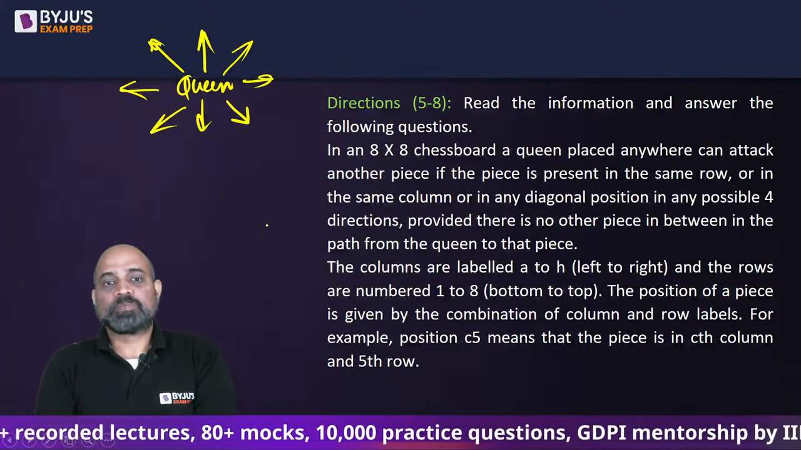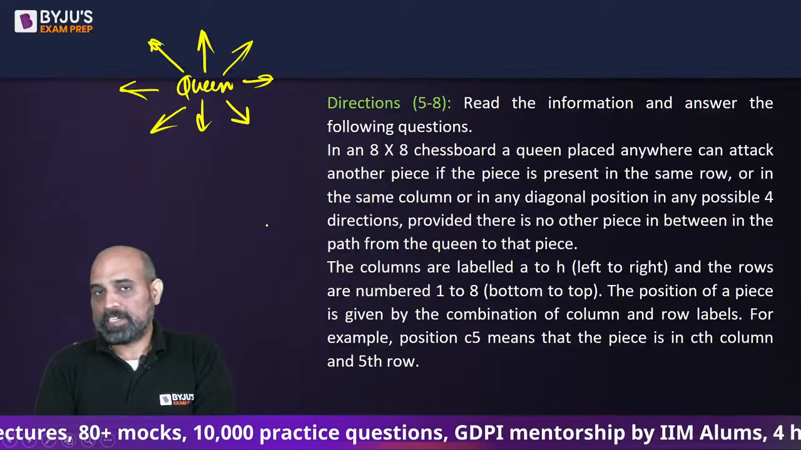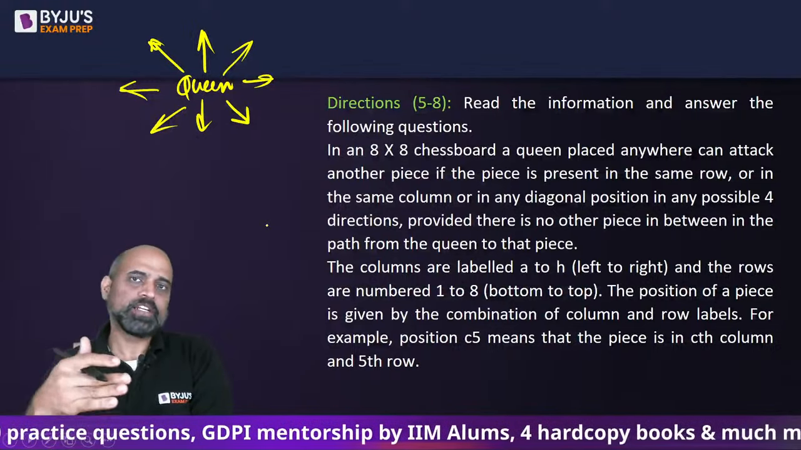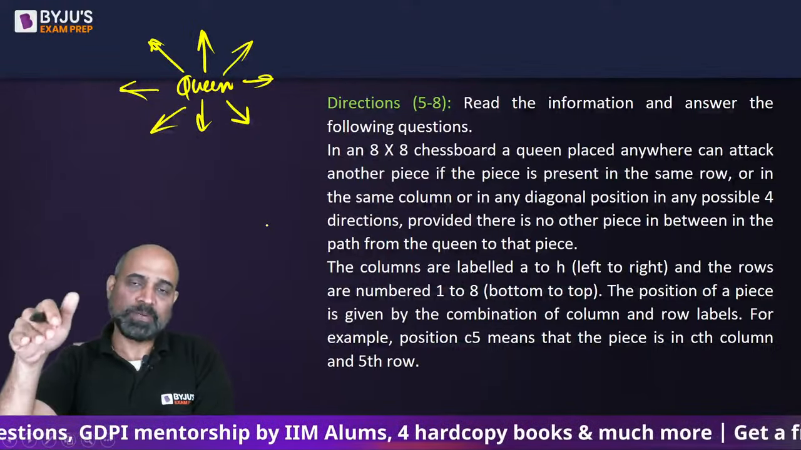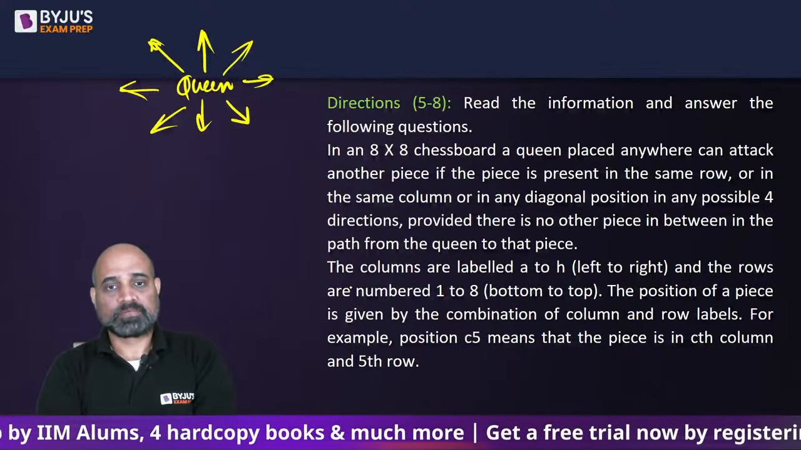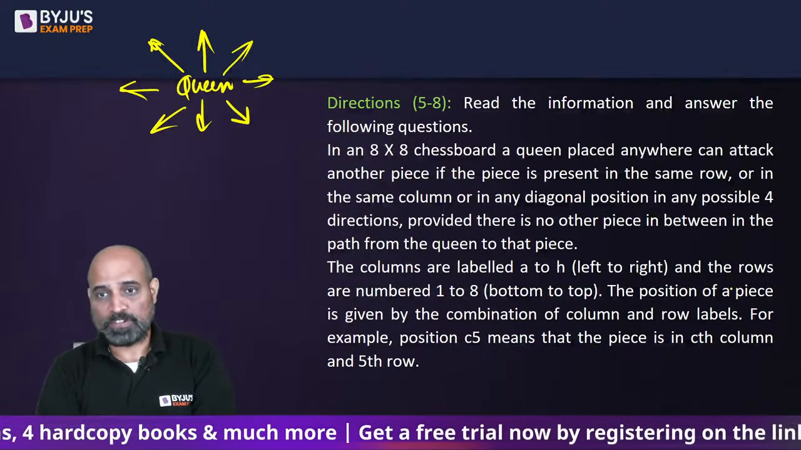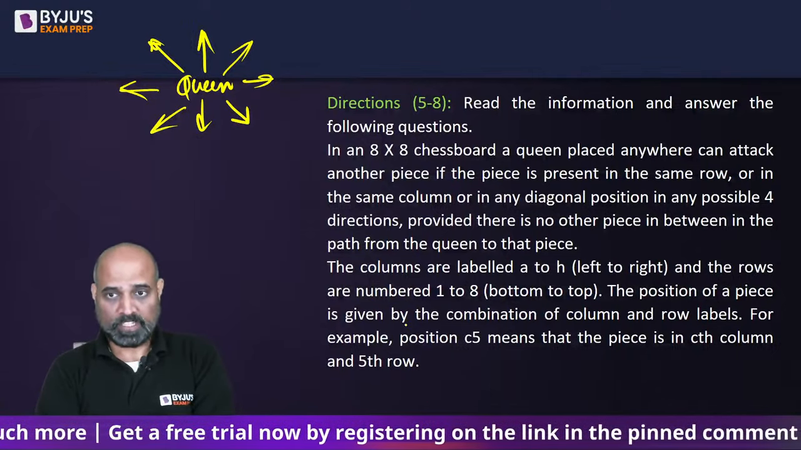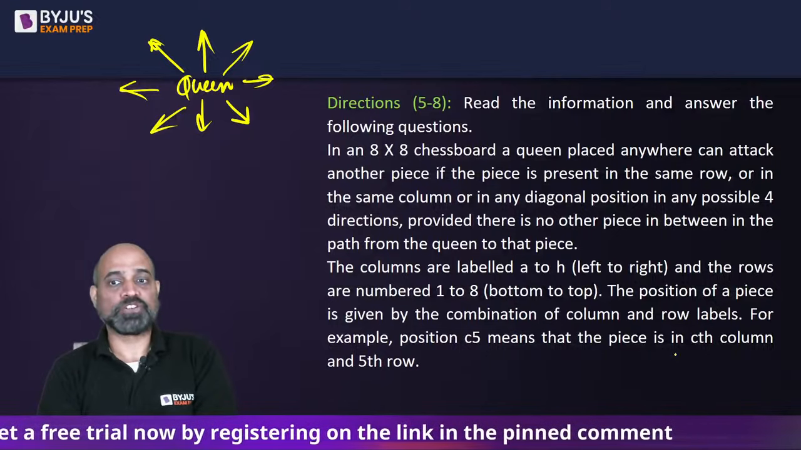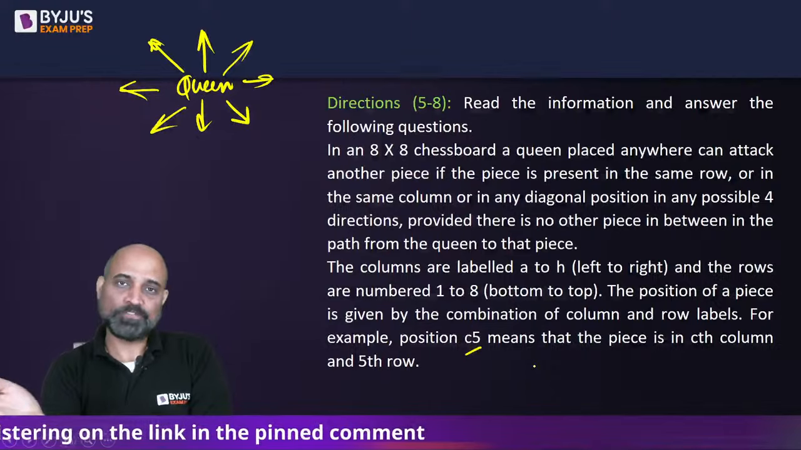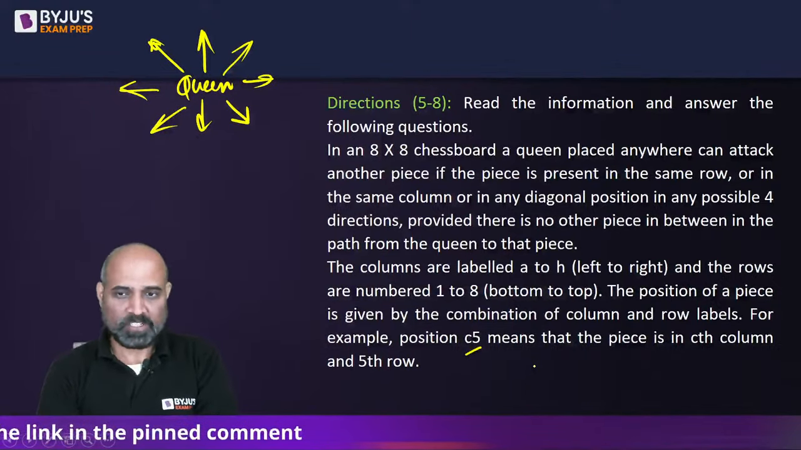Provided there is no piece in between in the path from the queen to that piece. ठीक है, अगर कोई piece होता है तो if it is the same side piece, so it cannot cross it. If there is another piece, so it might capture it, but again it cannot cross it. The columns are labeled from A to H, from left to right, and rows are numbered from 1 to 8, bottom to top. The position of a piece is given by the combination of column and rows. For example, C5 would mean the third from the left and fifth from the bottom, right? Obviously.